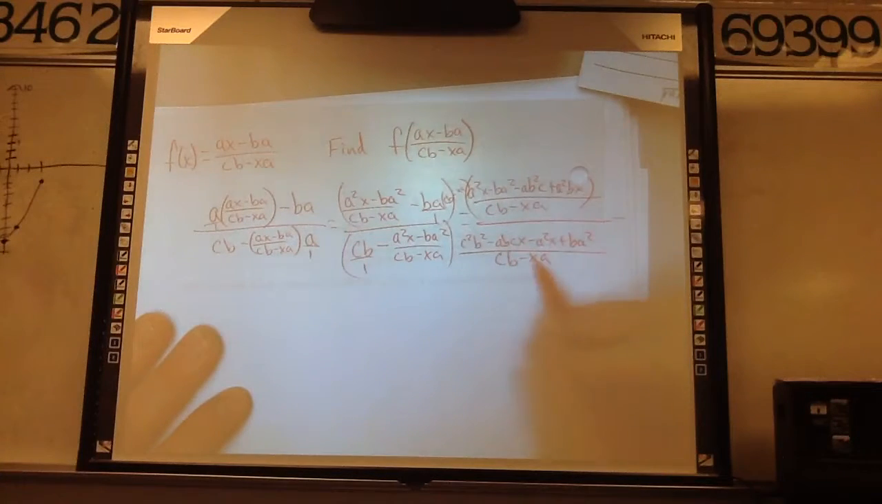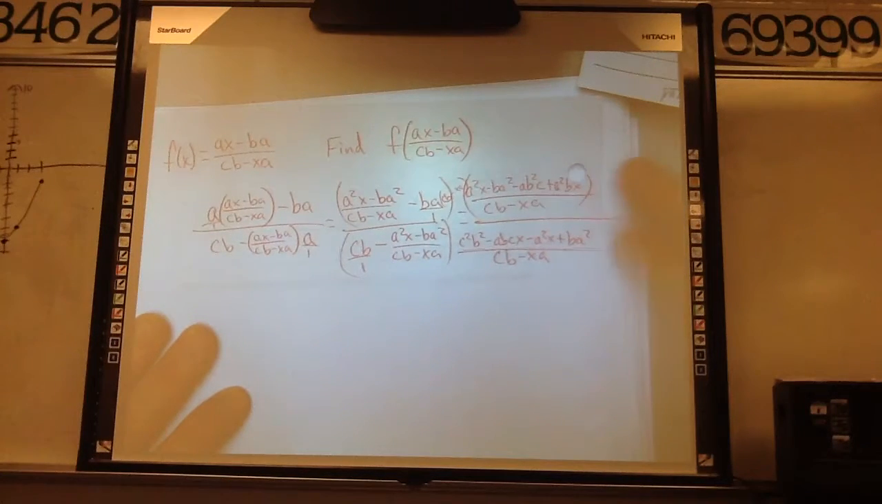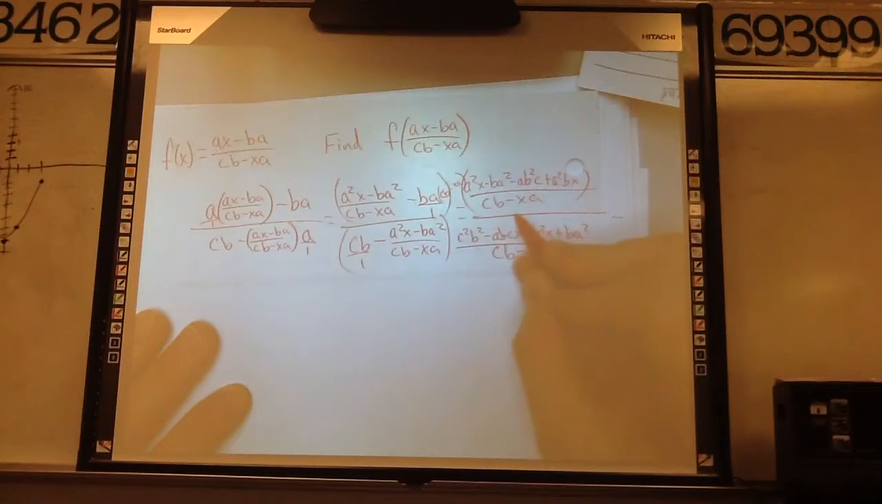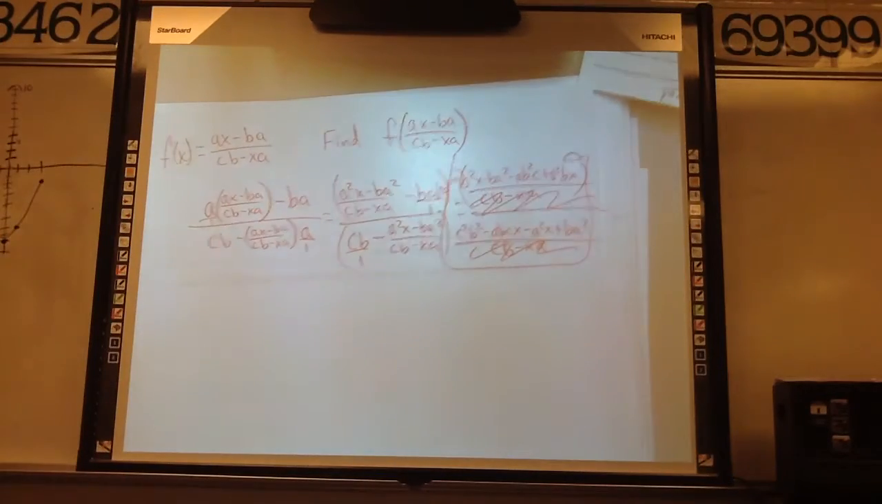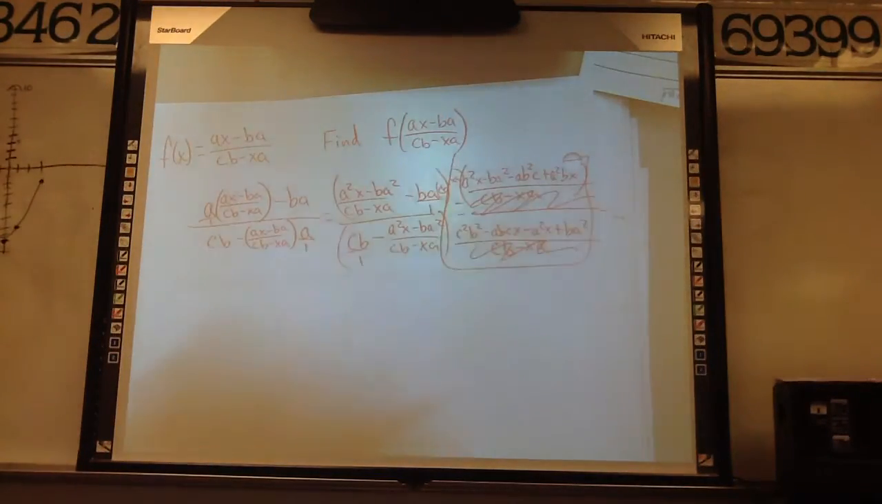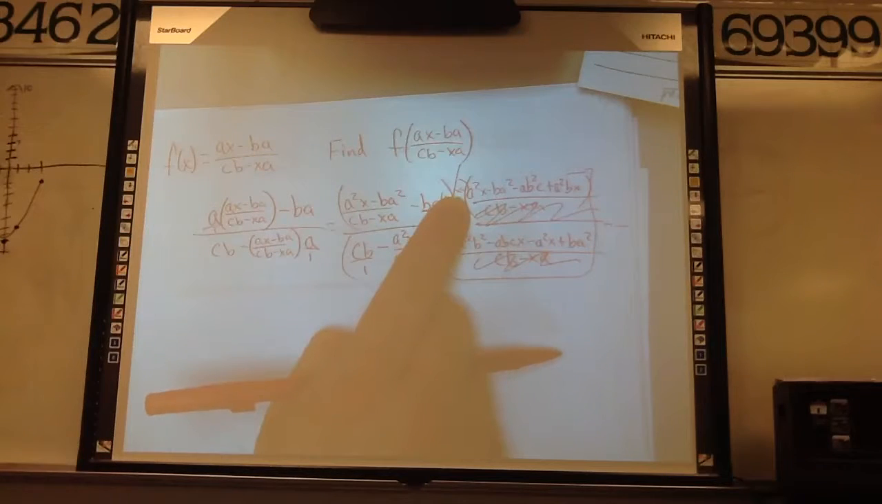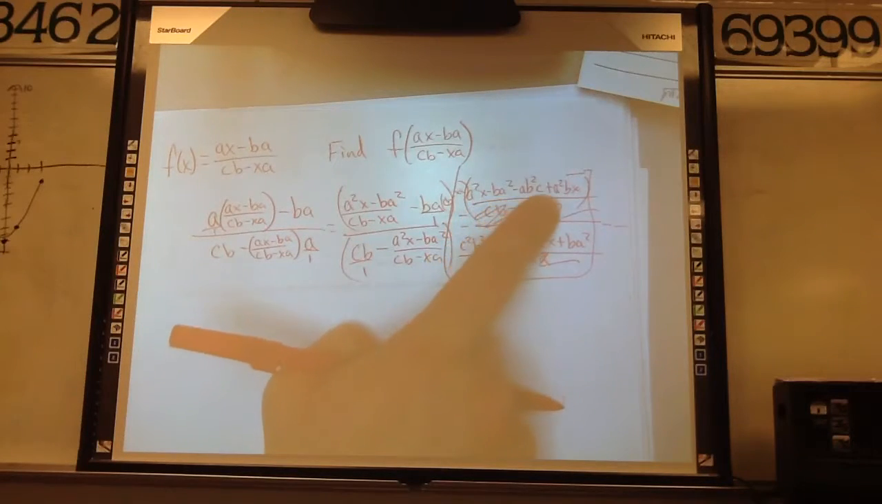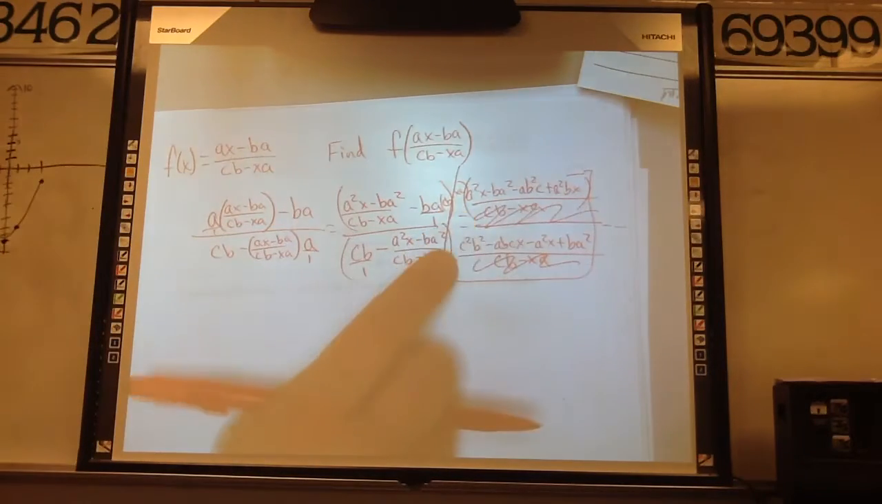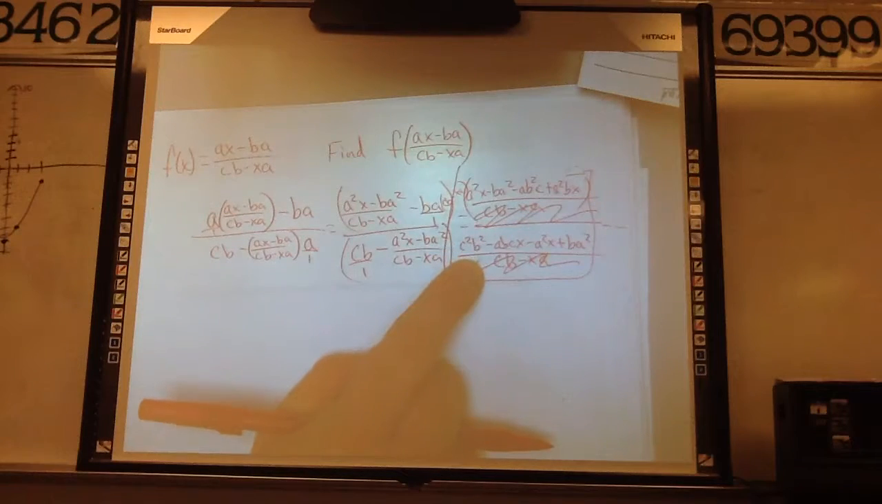You're going to flip and multiply. So this one's going to end up upside down over here. The cb minus xa is going to go away, and your final answer is just going to be that over that. Can you factor it out? I don't think anything factors out. Oh, an a does factor out on the top, but it doesn't really do anything, because an a doesn't factor out at the bottom.